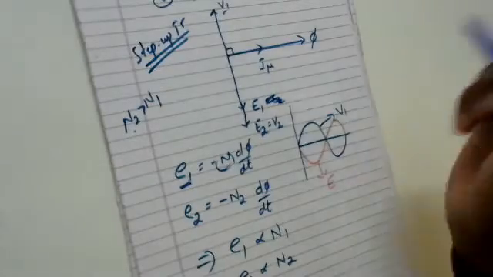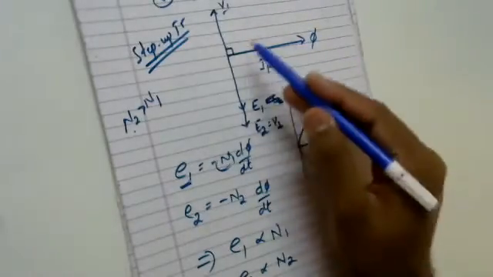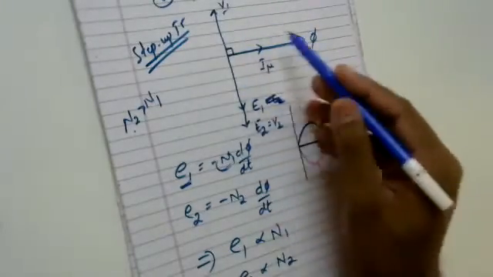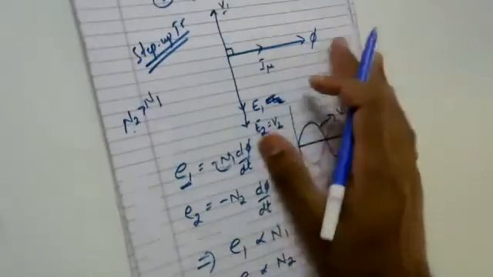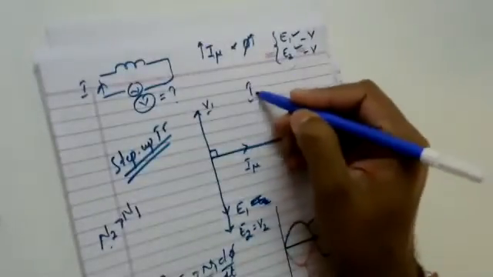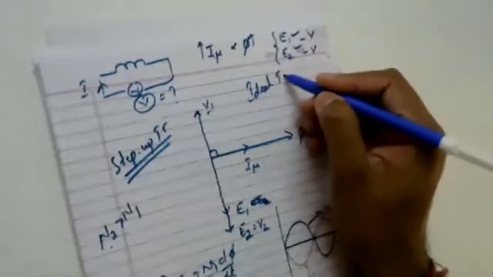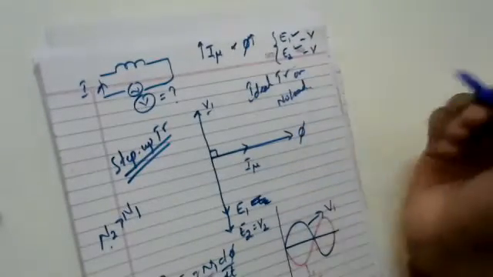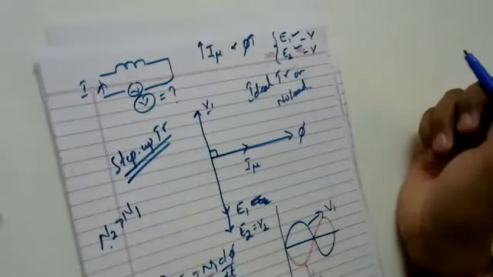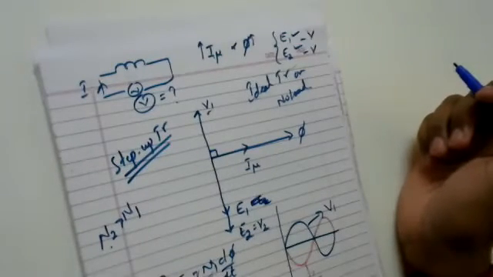Understood? This is the phasor diagram for an ideal transformer on no load. Ideal transformer on no load condition. Is it clear to you?